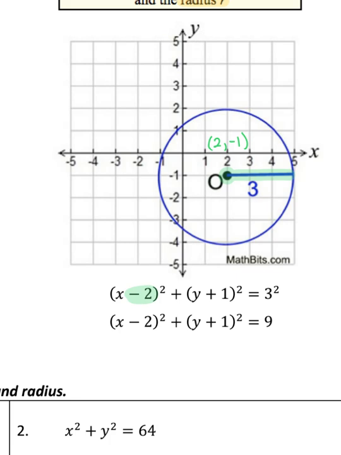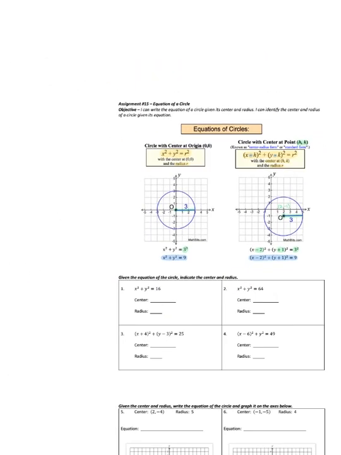Now let's look at the y. Well, this is y minus k, and our k value is -1. So this would be y minus -1, which is the same thing as (y plus 1) squared, equals r squared, and r, the radius, is 3, so it equals 3 squared. Now, we're going to square the right side, and we're going to end up with the final answer of (x minus 2) squared plus (y plus 1) squared is equal to 9. Great.